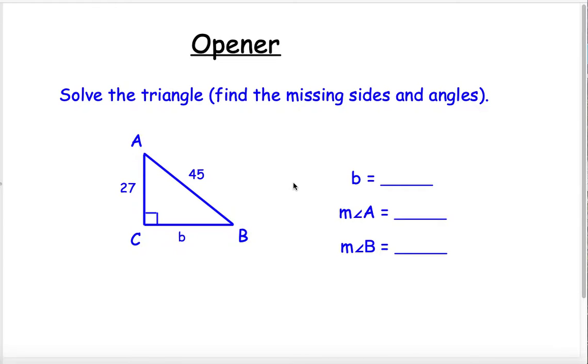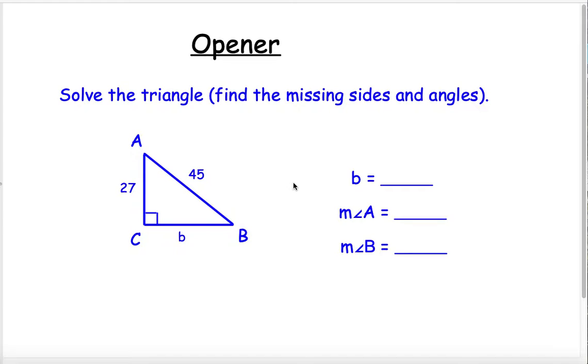What does it mean to solve a triangle? Well, a triangle has 6 parts, 3 sides and 3 angles. And right now in this problem, we only know 3 of the parts. We know 2 of the sides, and we know 1 of the angles. Angle C is a right angle.